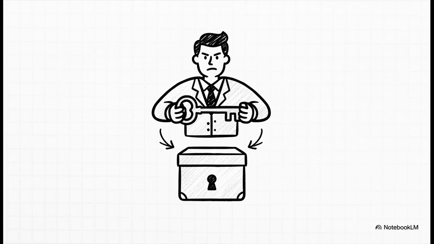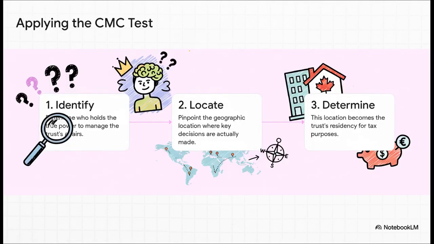Now, the starting point, the general rule of thumb, is that the central management and control rests with the trustee. The law just assumes that the person or company that's legally appointed to run the trust is the one who's actually running the trust. So we can really boil this down to a simple three-step process. Step 1, figure out who the real decision maker is. Step 2, pinpoint the geographic location where they're making those important decisions.